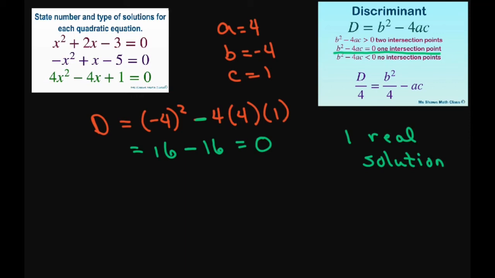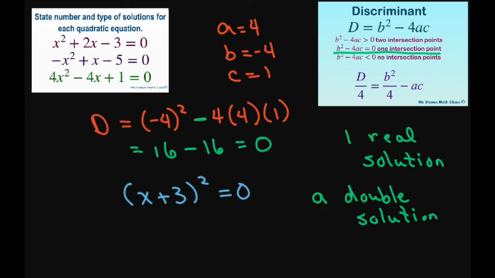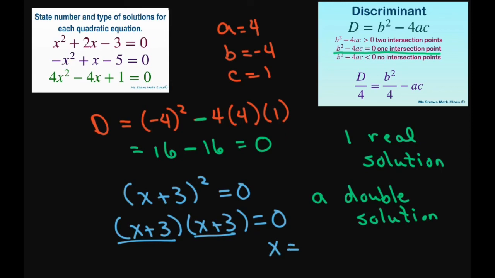It's also known as a double solution. And that's because what you would get is something like, say, x plus 3 squared equals 0. That means x plus 3 times x plus 3 equals 0. So these are double, but you only have 1 real solution, which is x equals negative 3. That would mean it would touch right here. It doesn't cross twice. It just touches there. 1 intersection point. And that's it.